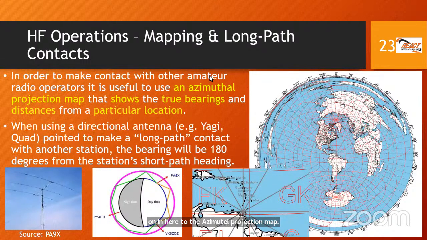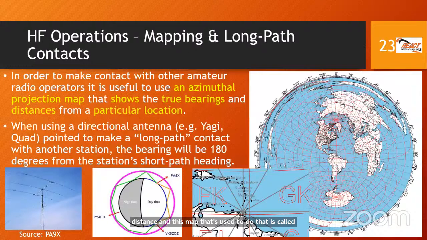In order to make contact with other amateur radio operators, it is useful to use an azimuthal projection map that shows the true bearing and distances from a particular location. So I'm located here in Trinidad and Tobago, and I'm trying to speak to someone in the United States. Well, this is their bearing from me, and this is also the distance. And this map that's used to do that is called an azimuthal projection map.